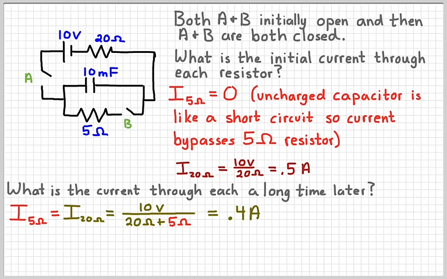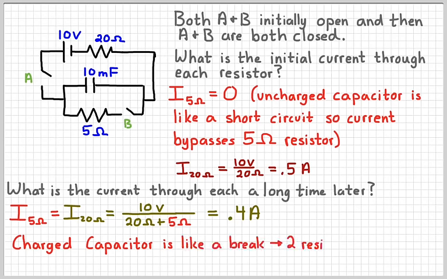So notice that the current through the 20 ohm resistor went down, whereas for the 5 ohm resistor it went up. So again, the charged capacitor is like a battery that's been flipped around backwards. Or you can think about it like a break in the circuit. So if we go through and just erase that part right there, that's basically what the charged capacitor does as far as the current through all those things is concerned.